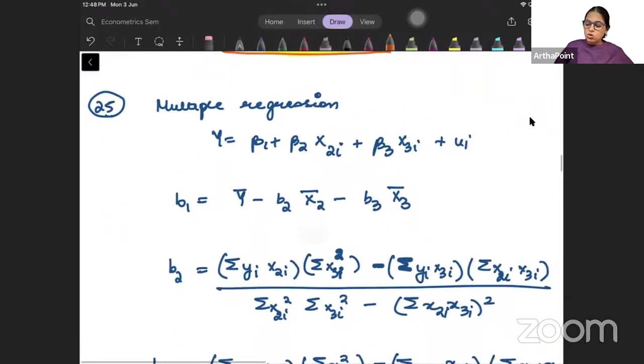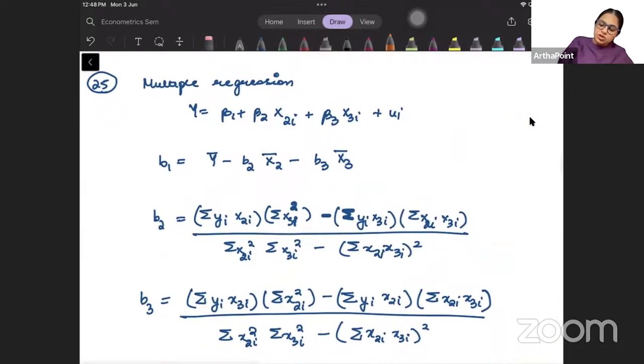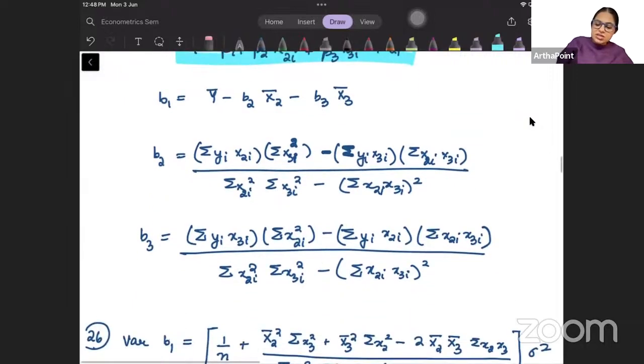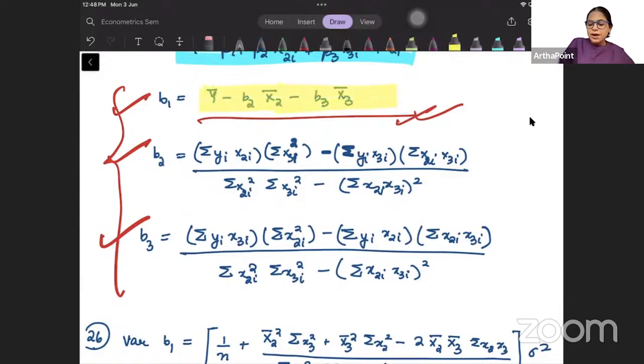Okay, now let's talk about the multiple regression model. So if you have a multiple regression model which looks like this, right? So these are the formulas for B1, B2 and B3. Look, you just have to remember the formula for B2. B1 is easy. It's just y bar minus B2 x2 bar minus B3 x3 bar. When it was single regression it was only this much. Now just the B3 part will come in, minus B3 x3.